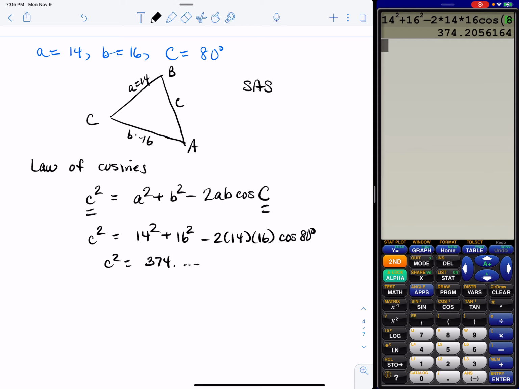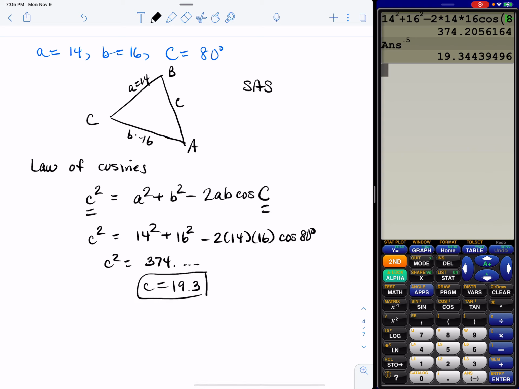And I'm just going to take that answer and raise it to the 0.5, which remember is square root. So to the nearest tenth, we have c is equal to 19.3. Okay, so I'm going to organize my info. A, B, C, A, B, C. So we were given angle C is 80, side opposite that is 19.3, and we have A is 14, B is 16. Now we have two unknown angles, and there's two paths to take from here.